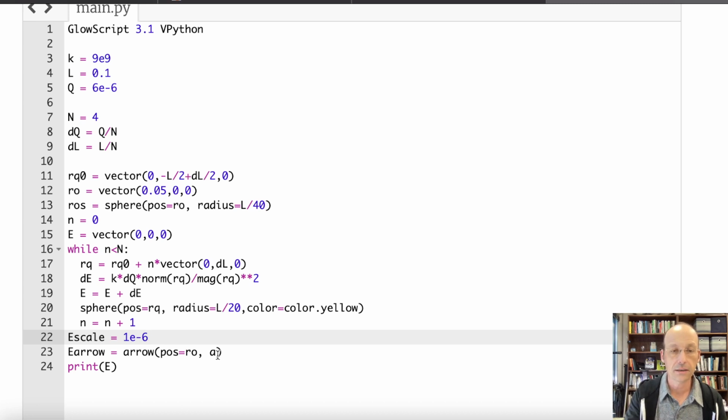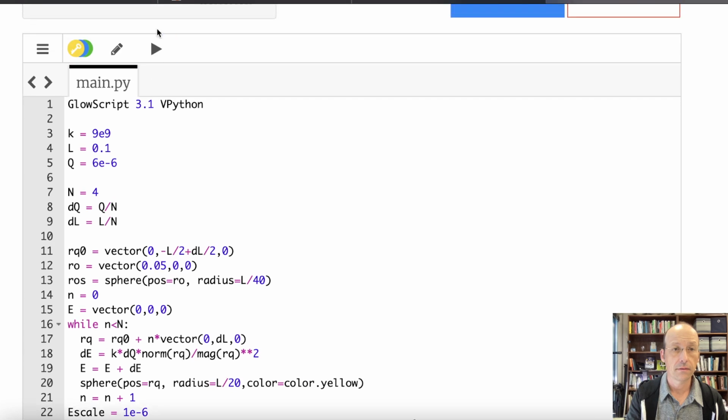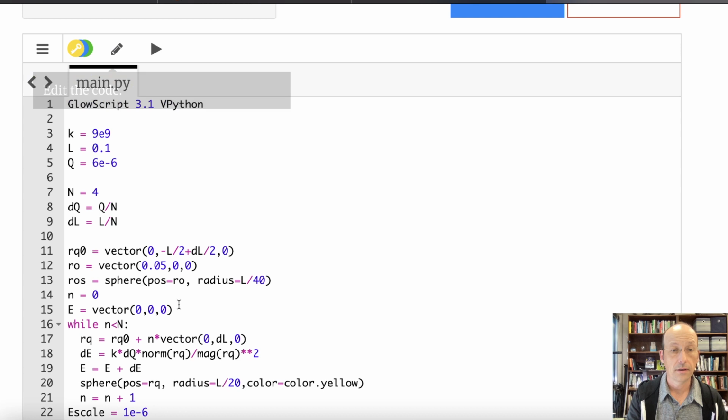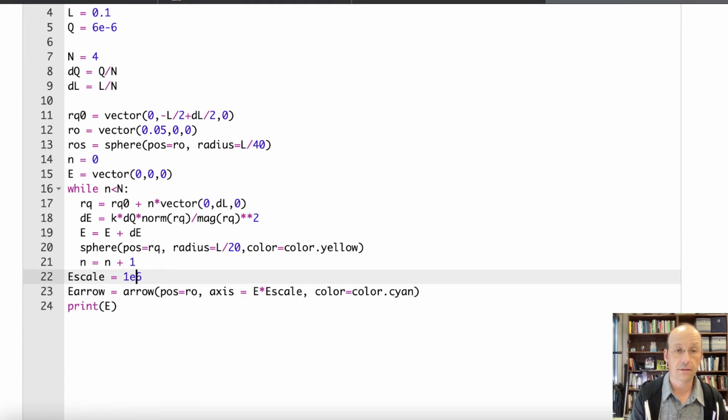But let's say axis equals E times E scale. And I guess I was going to give it a yellow, but color equals color dot, let's do cyan. Let's try that. And it's too small, maybe? 10 to the E scale. Oh, no, 10 to the 6th.